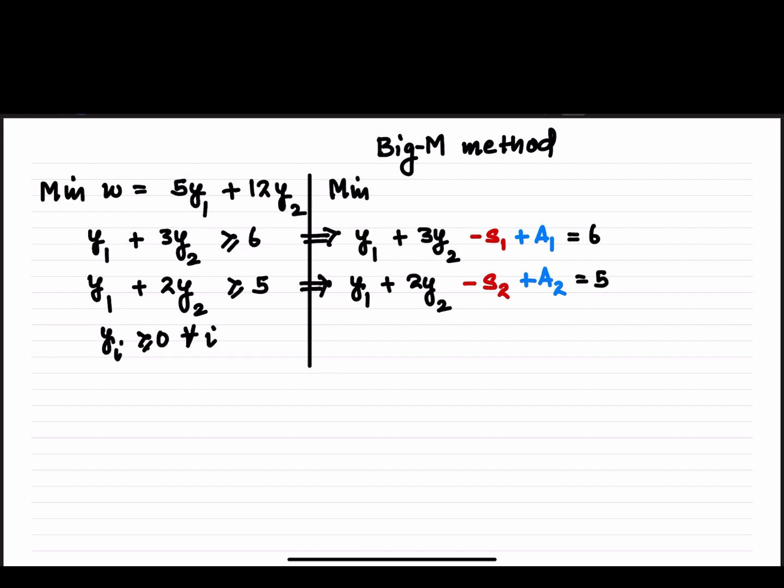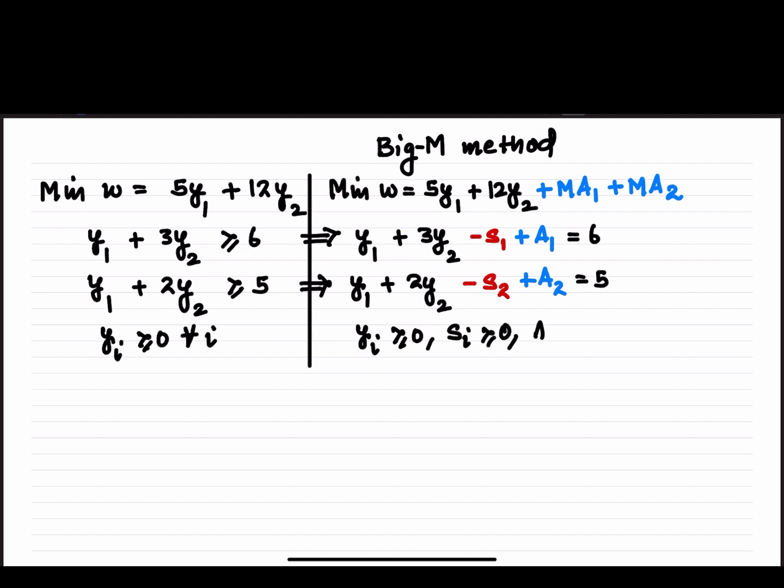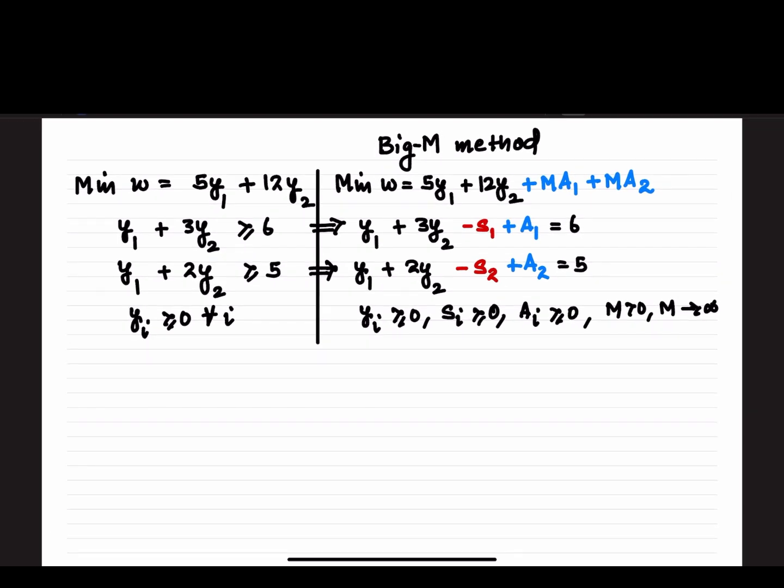The objective changes: 5y1 plus 12y2. Since it is a minimization objective, you do plus M a1 plus M a2. The variables yi's are non-negative. Both the surplus are non-negative. Both the artificials are non-negative. M is strictly positive and M is very large. So we frame this and make the first table.